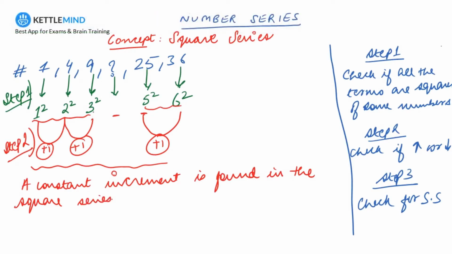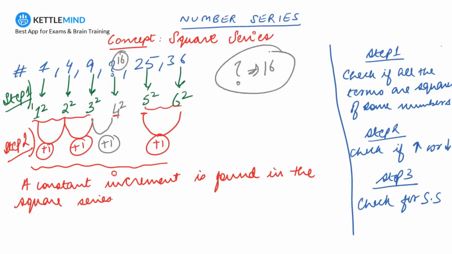So the next term after this 3, since there's a constant increment of plus 1, the next term would also be an increment of plus 1 on 3, right? Which is 4, and square of 4 is equal to 16, right? So now this question mark gets replaced by 16. So you see, first there was a square of 1, then 2, then 3, then 4, then 5, then 6. So every term in this series is a square of some number, right? So that is what step 3 says, and hence this is a square series. So I hope this is clear. I'm sure that there's no doubt about this concept.